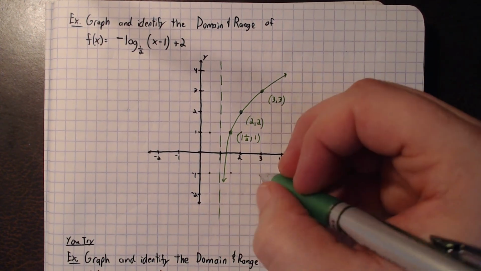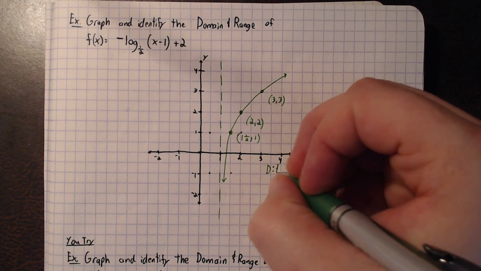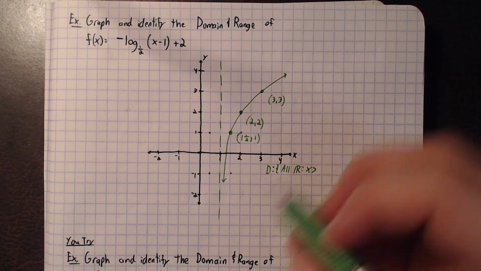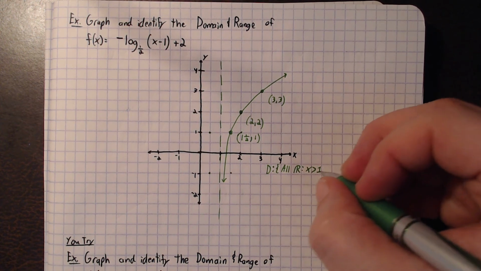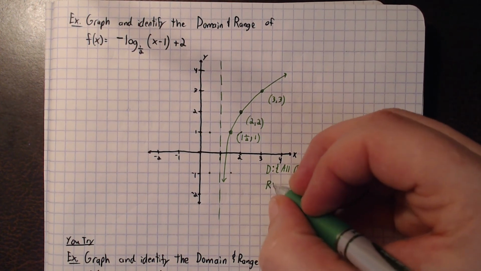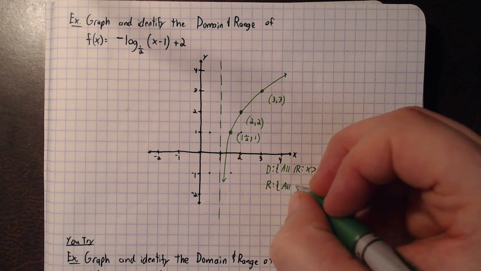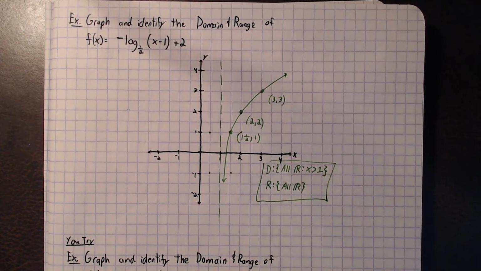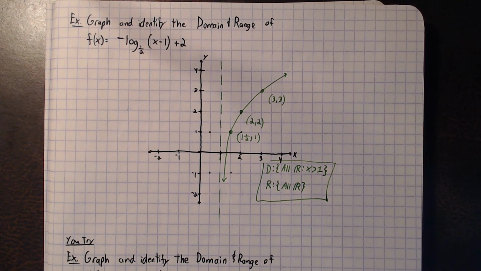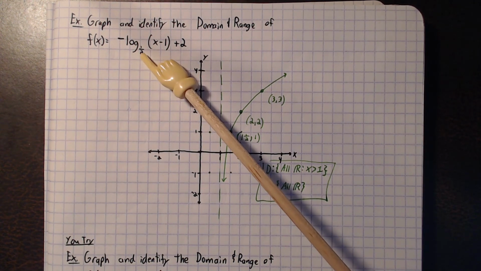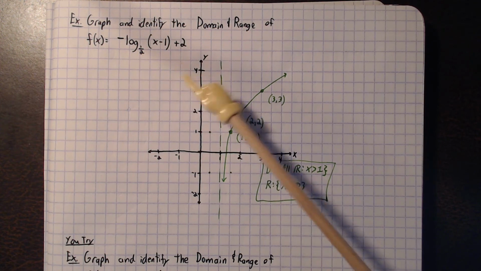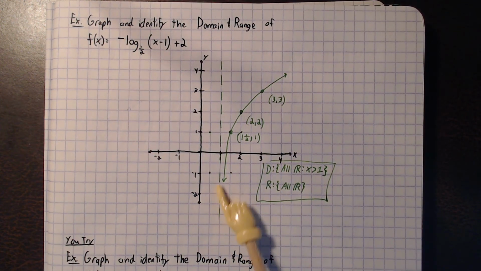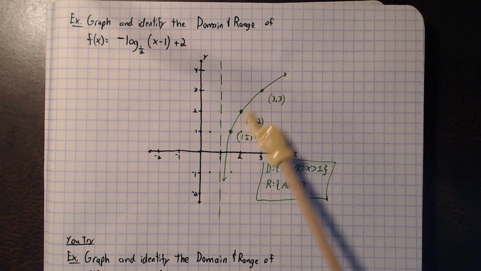Our domain, all real numbers, as long as x is greater than 1. Our range is not restricted, so it's going to be all real numbers. By the way, we knew that our base was going to be 1/2, which made us think this way to begin with, but because it flipped negative, our prediction came true, and this is what it ended up looking like.